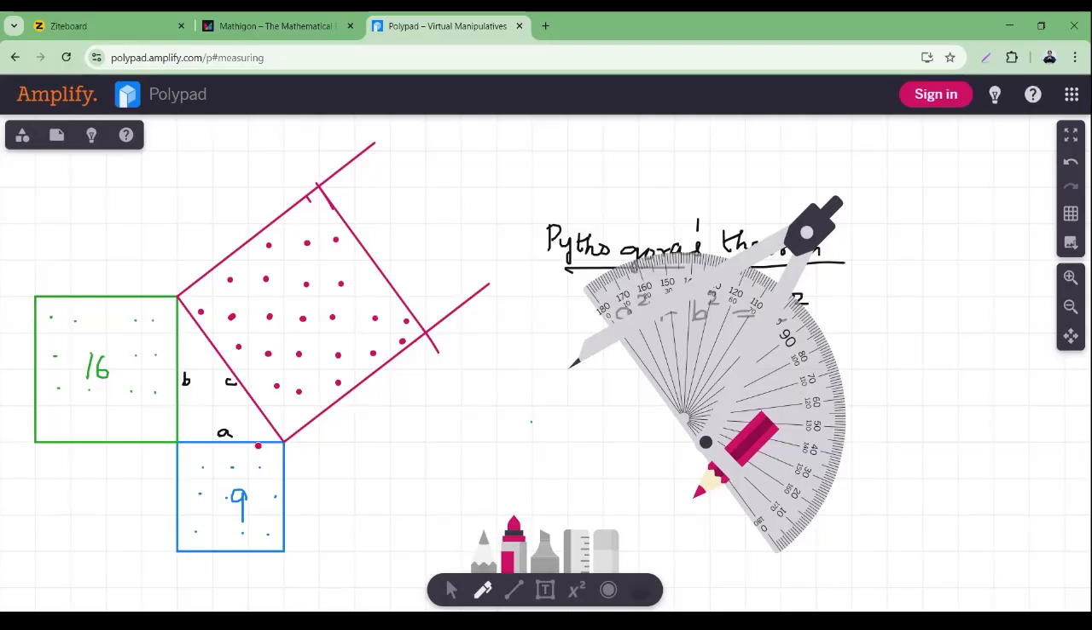21, these two together, 22, right? Then 23, 24. Okay, maybe I missed something. Let me do it again.